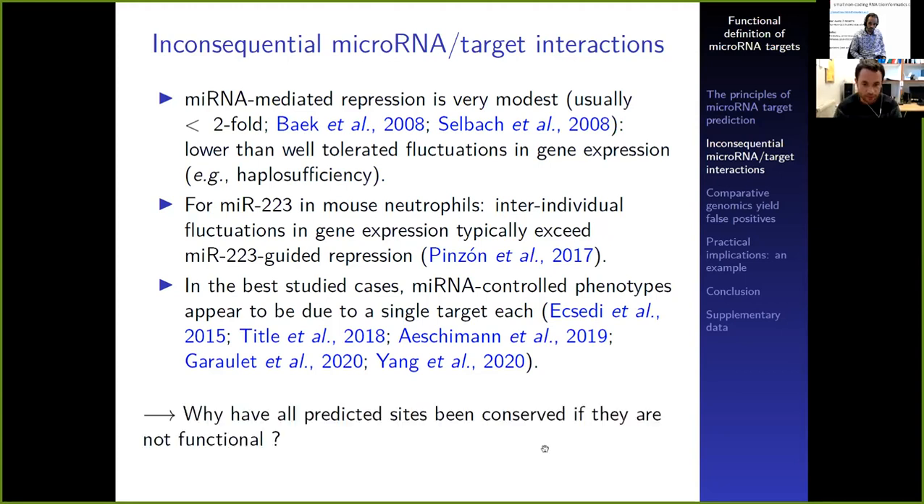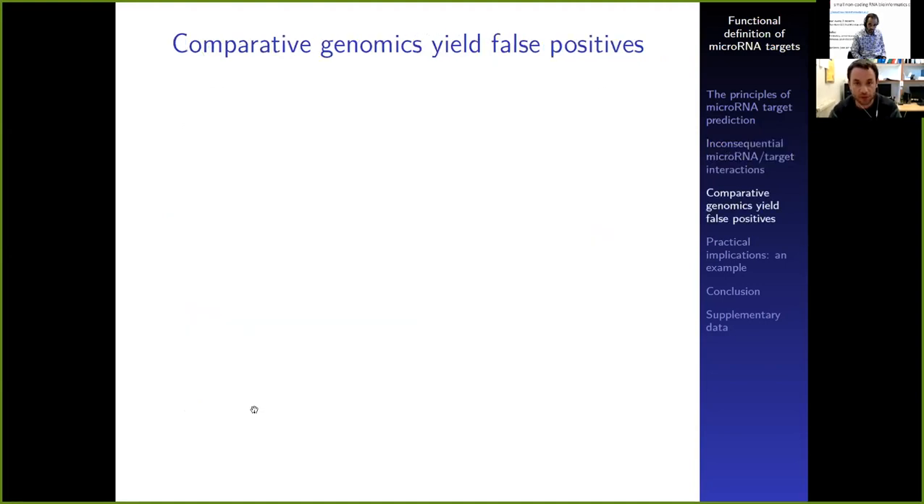And so that's really a paradox, because you may remember what I said earlier, that these computational programs, most of them, work the same way. They look for seed matches in 3' UTRs and select the ones which have been conserved in evolution. And now I'm telling you that most of them do not even seem to be functional because they don't repress the targets enough. So then why have they been conserved in evolution? That's when we started to consider that perhaps this very approach of looking for phylogenetically conserved seed matches could also capture false positives.